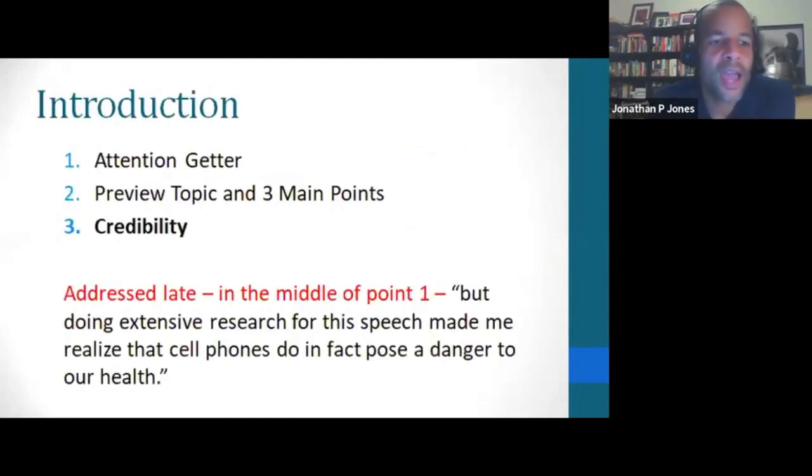Now, going on. In her introduction, she's going to address credibility. She's supposed to, and she does. She just does it late. So it's okay. When you're giving the speech, sometimes you might forget things. Just remind yourself and get it in. And she did that. She said, doing extensive research for the speech made me realize that cell phones do, in fact, pose a danger to our health, which is fine.